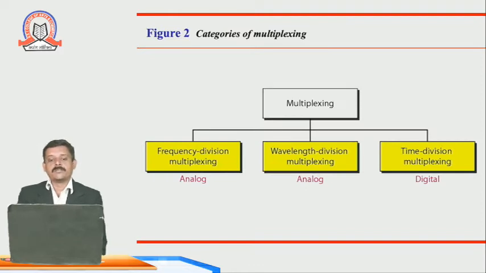There are three different types of multiplexing. Frequency division multiplexing, that is FDM, is an analog technique. Wave division multiplexing, that is WDM, is also an analog multiplexing technique, and for digital we use time division multiplexing.